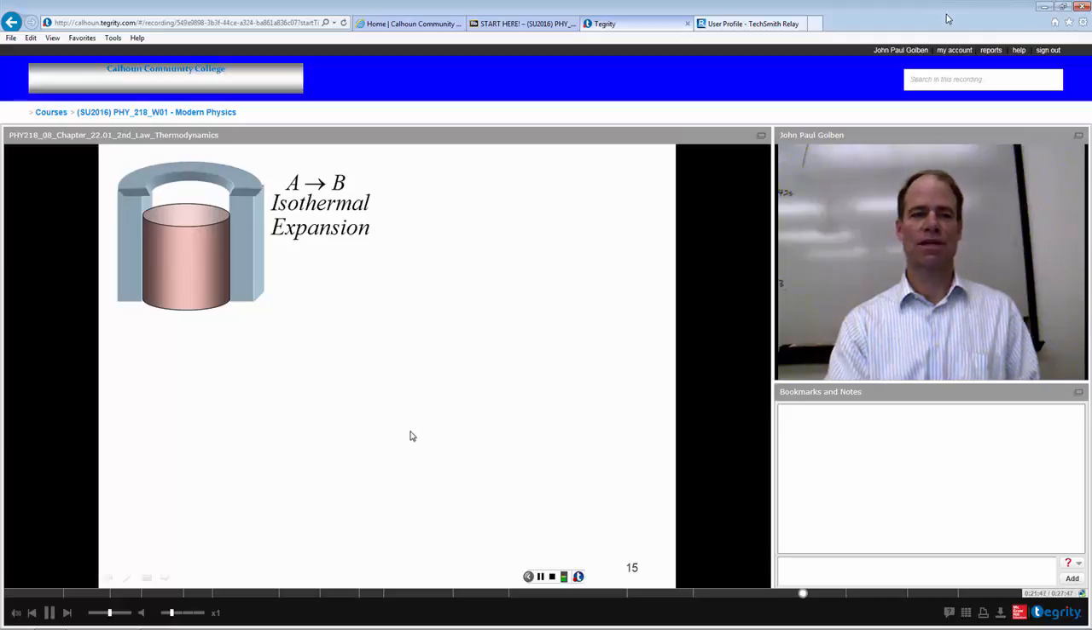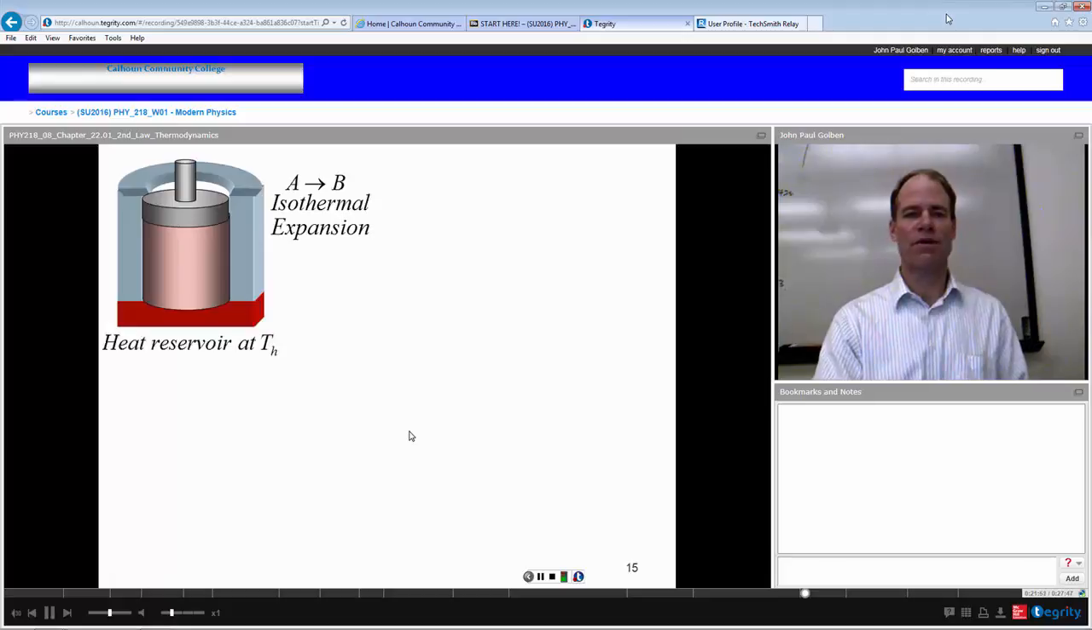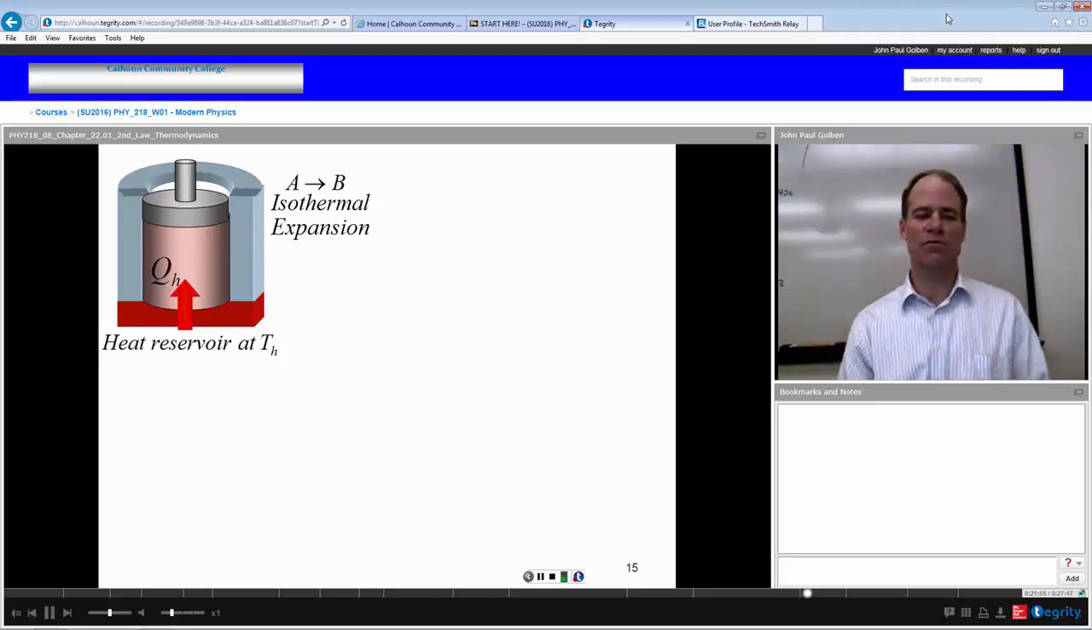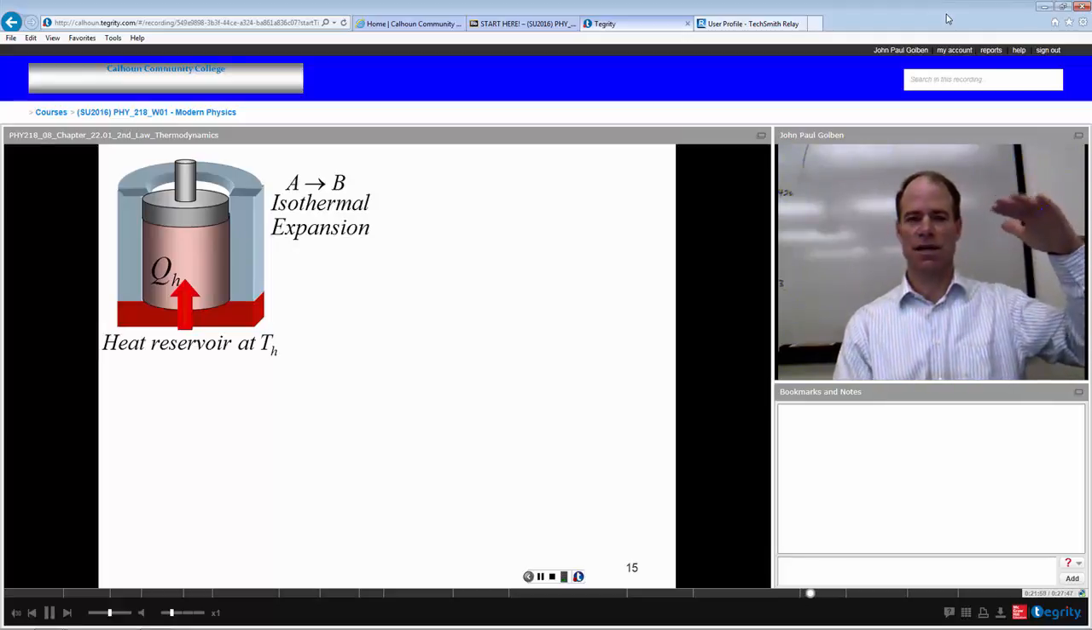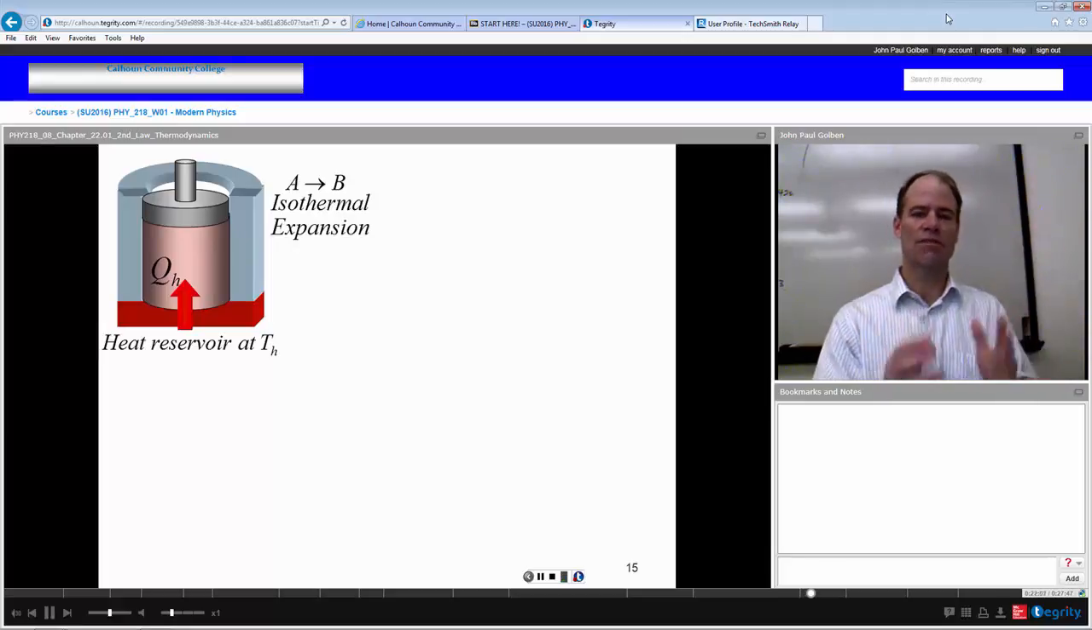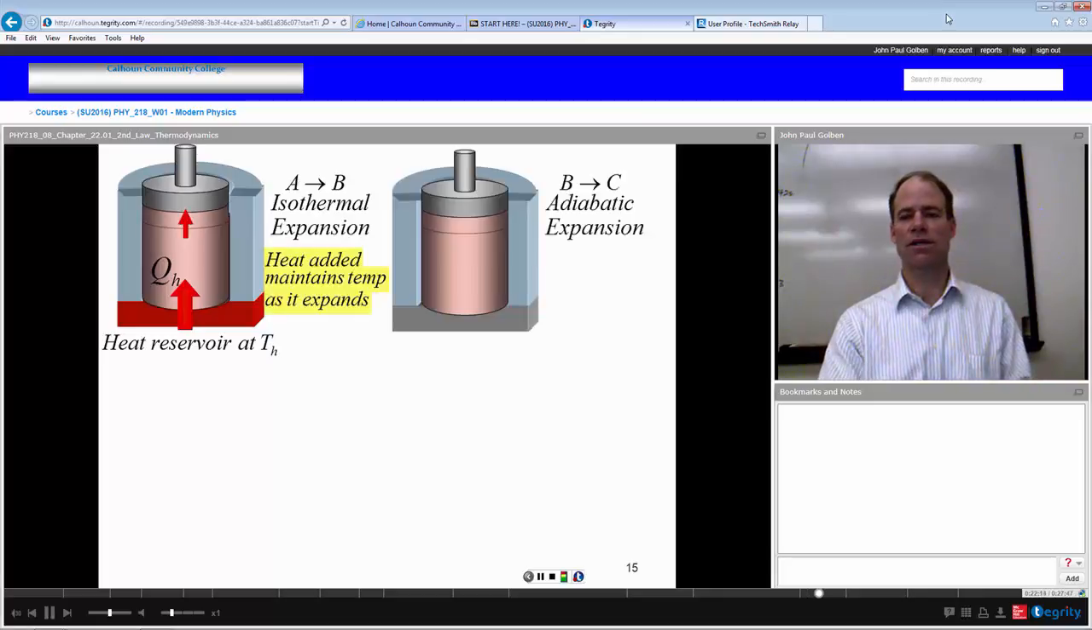Here's another look at this Carnot engine. Going from A to B, we have isothermal expansion. We're connected to a heat reservoir, so as we maintain our internal energy constant, at a constant temperature, we're going to have to take in heat. Then, in the adiabatic expansion, we have no heat exchange, so our internal energy will go down and our temperature will go down.